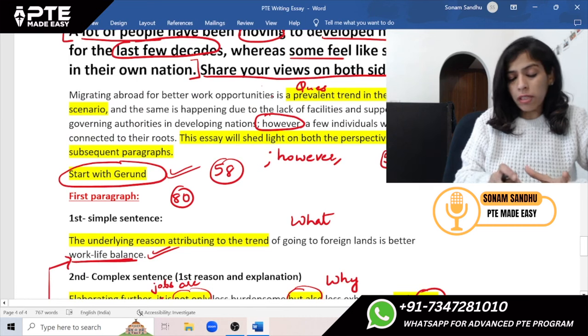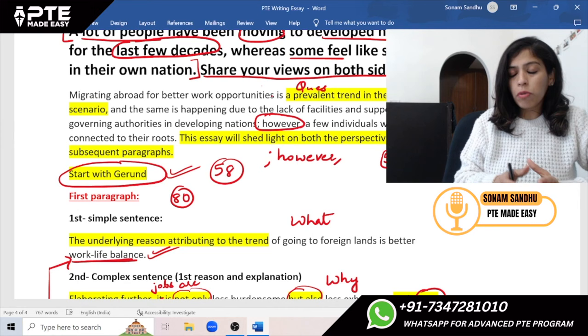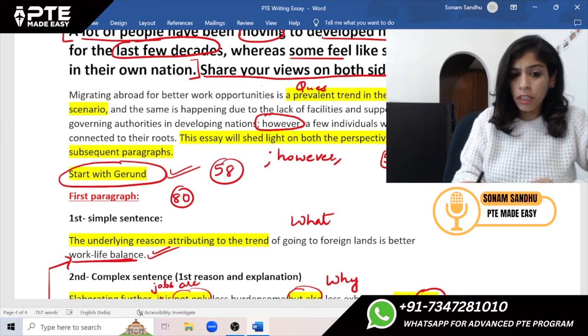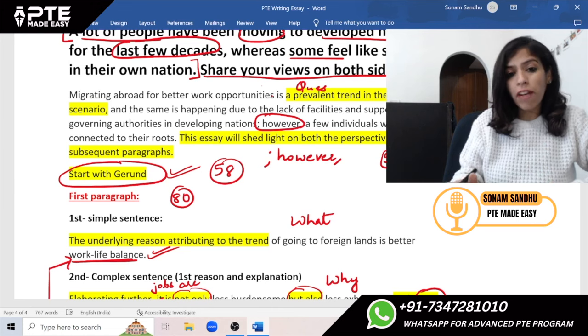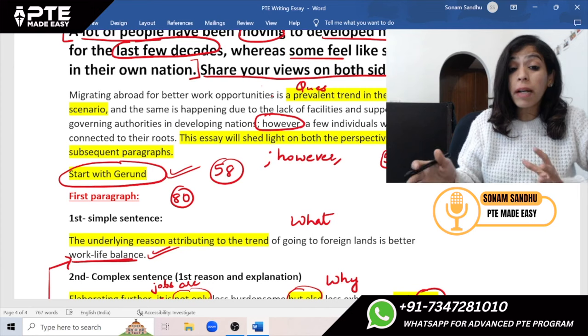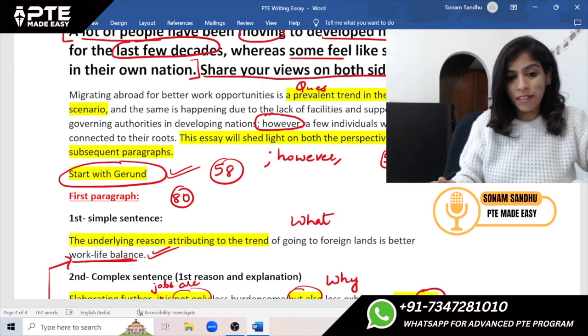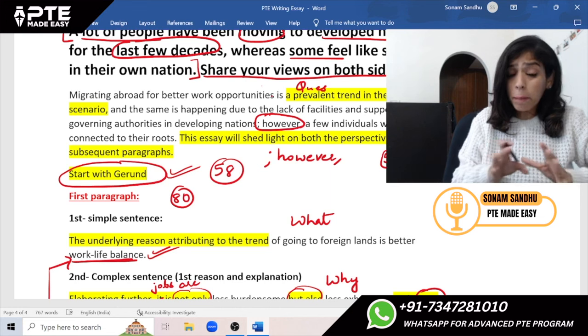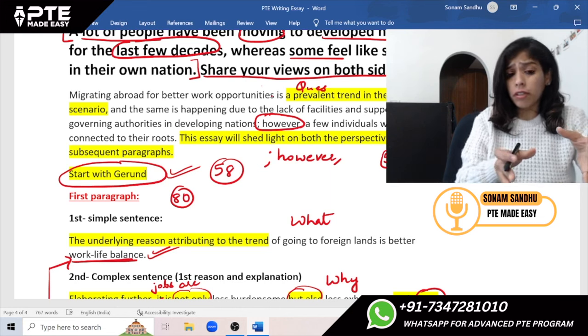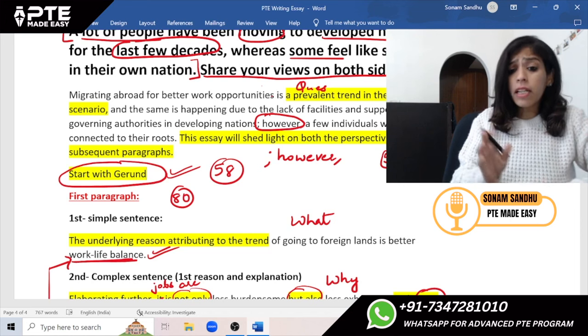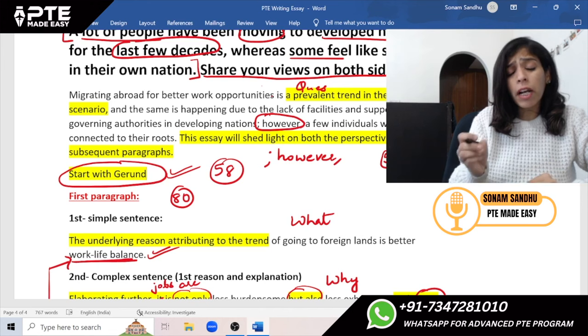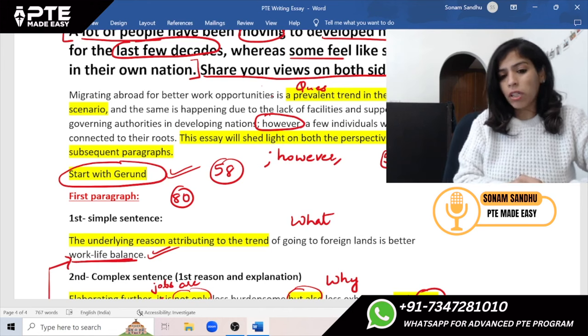Now in order to conclude this, we can simply write in order to sum up, or you can simply write in conclusion. In conclusion, despite the support from family members, a majority of the population prefers moving to foreign nations because of better work opportunities. Simply paraphrase whatever you have written in the introduction. Full stop. Still a few, or still a minority, feels like staying in their own nation.